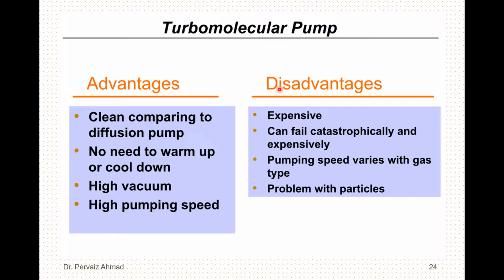So what are the disadvantages of the turbomolecular pump? The first disadvantage is that it is a bit expensive, and it can fail catastrophically and expensively. Pumping speed varies with the gas type. I mean, just like we mentioned, it is different for hydrogen, nitrogen and argon. It depends upon the type of the gas, so the pumping speed varies. There is also a problem with particles. These are some of the main or general drawbacks of the turbomolecular pump.